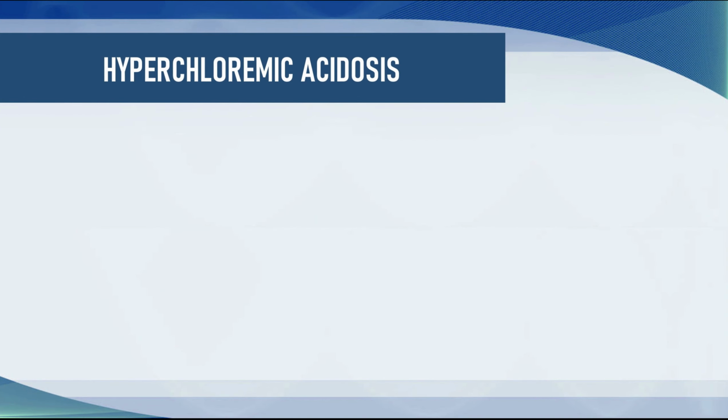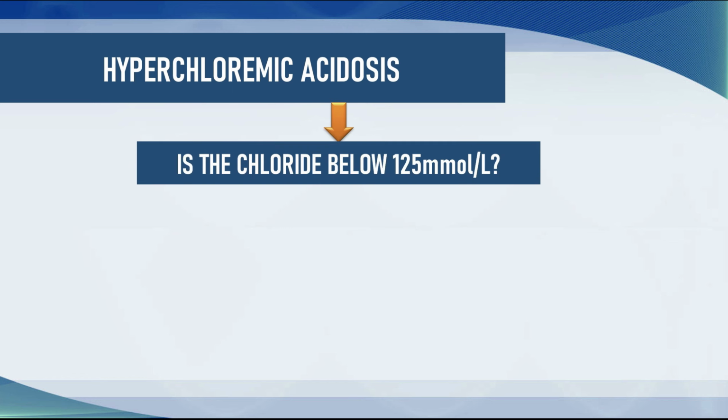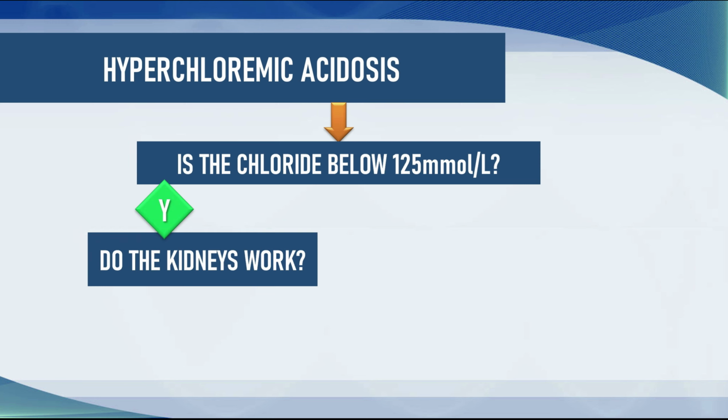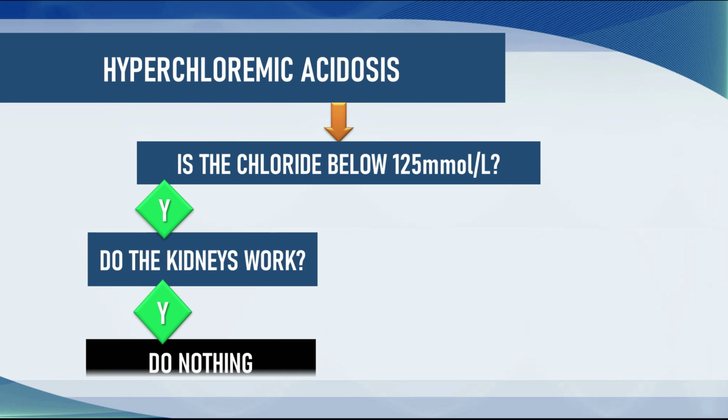Now, when you're seeing a patient with hyperchloremic acidosis, the first question to ask yourself is, is the chloride below 125 millimoles per litre? This is a random number that I'm choosing, but I think it's a good number. If it is that low or that high, then you ask, do the kidneys work? And if the kidneys are working and the chloride is below 125, usually you're okay. Just do nothing and the patient will get rid of that chloride themselves. So if you have someone in the operating room and you give them 5 liters of saline and the chloride goes up, within a day or two, that will all be gone and everything will be normalized again.